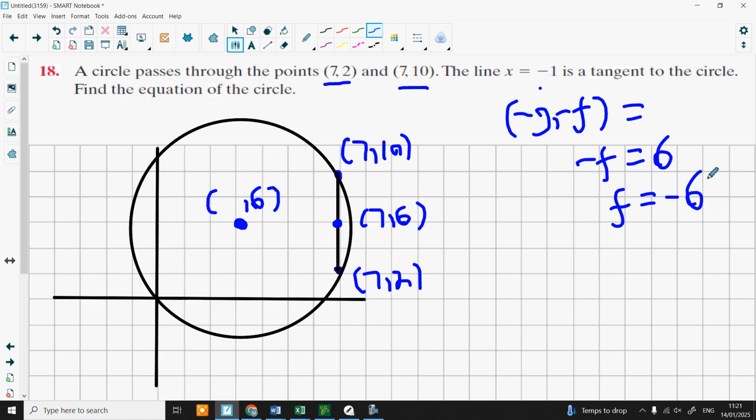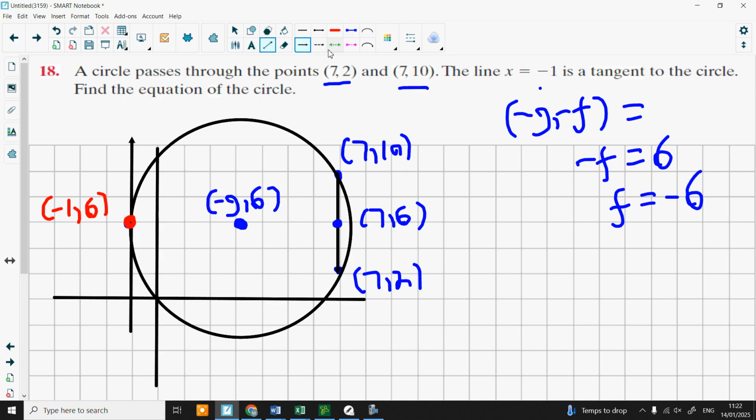Let me see. Radius is the distance from minus g, minus f to the tangent point. Everybody see minus g? I'm happy with minus g. Would everybody be happy that this point here, because it's a tangent, what can I say about this red point? It's (minus 1, 6). Now, what can we say about the radius, the distance from here to here?